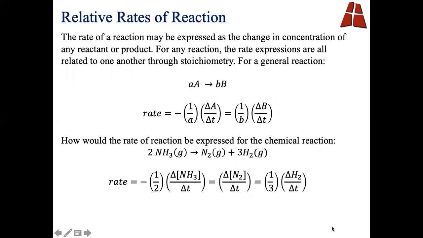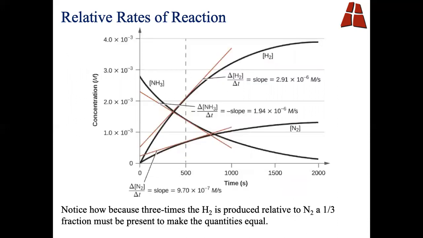We can express this in this form as well. This form takes into account the stoichiometry of a reaction. A reminder that the stoichiometry is going to be 1 over whatever that coefficient is, multiplied by the change in concentration over the change in time, okay? And of course, that's what it could look like.